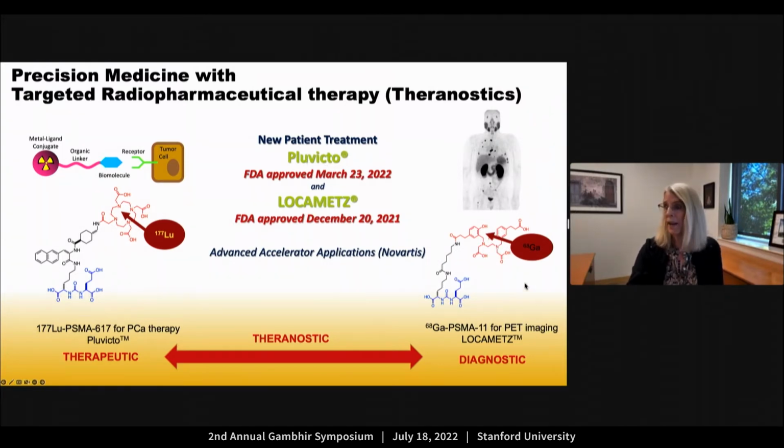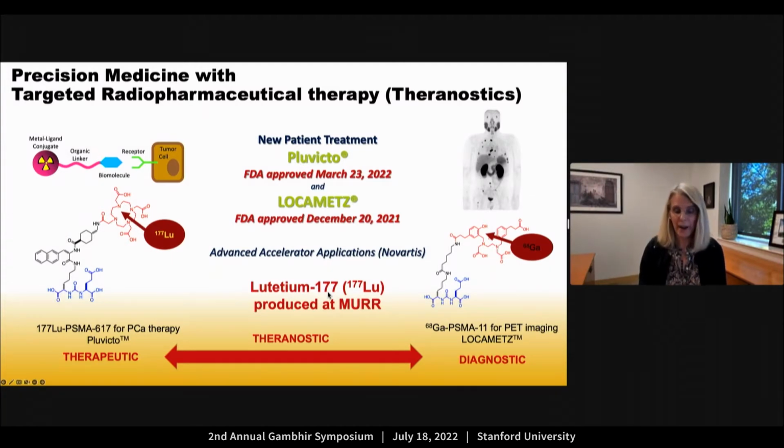And there's a companion diagnostic, which is gallium-68 PSMA-11. So these are actually two somewhat different compounds, same targeting molecule, but two different chelators for gallium-68 and lutetium-177. This agent is called Locametz, and this was FDA approved in December of last year. And it's worth pointing out that the lutetium-177 for Pluvicto is being produced at MURR, and pretty soon we'll be producing the no-carrier-added lutetium. Right now, it's carrier-added lutetium that is being used in this radiopharmaceutical.